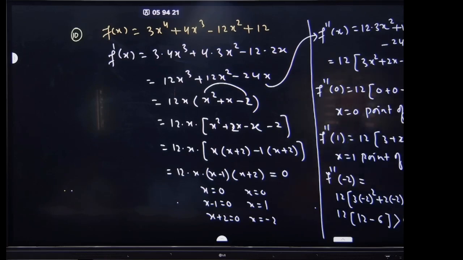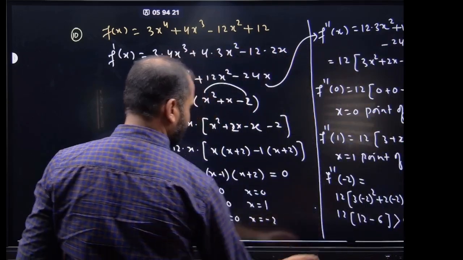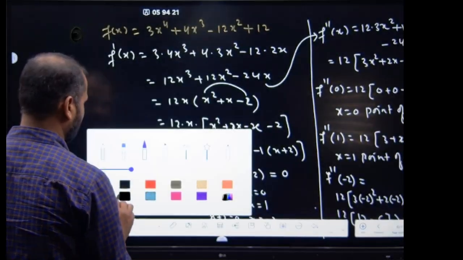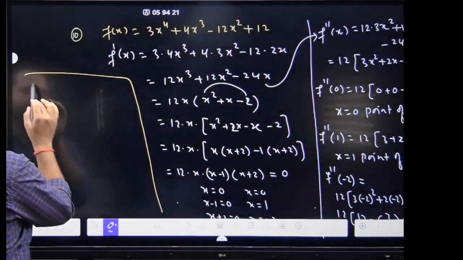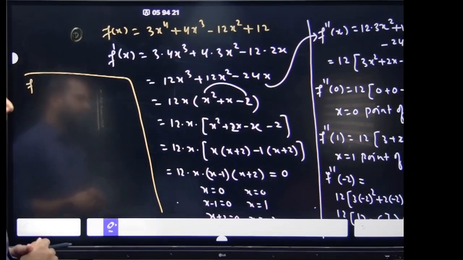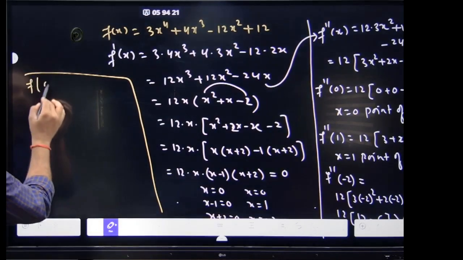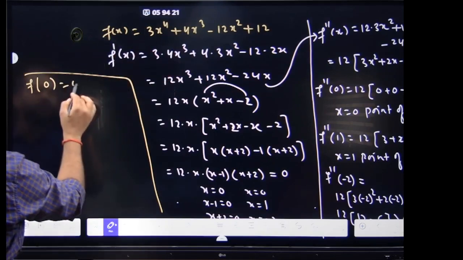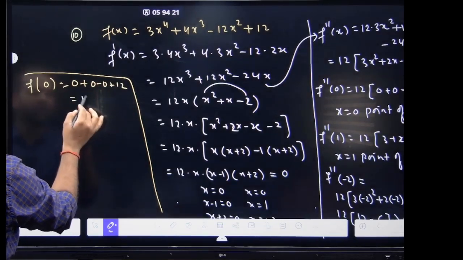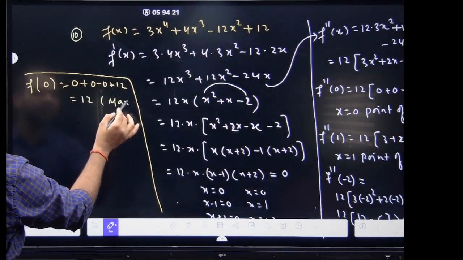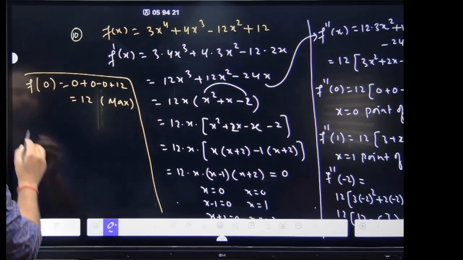Differentiate it, put equal to 0, get critical points, and once you have critical points, after that just substitute them. So, here I am calculating values. Which one will I be writing? F of 0. How much is f of 0? 0 plus 0 minus 0 plus 12. So, 12, yes, it is the maximum value, because 0 is point of maxima.